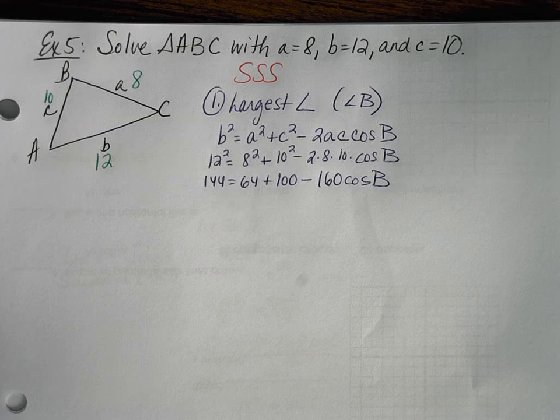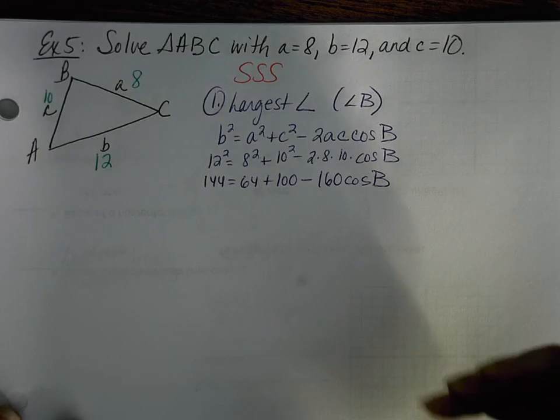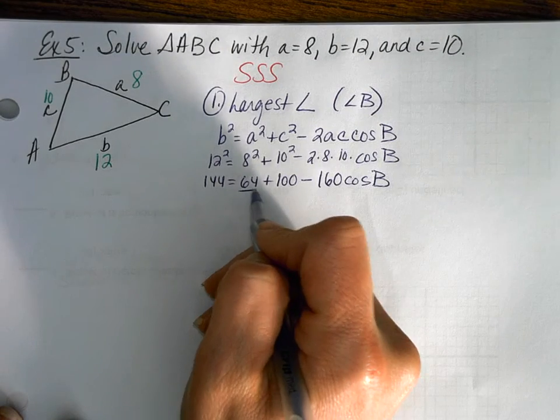Add the like terms. I like that. Now, Jack, I'm going to come back to you. Which terms are like terms then? What are you putting together? The 64, the 100, and the 160. Okay, so the 64 plus the 100 minus the 160.